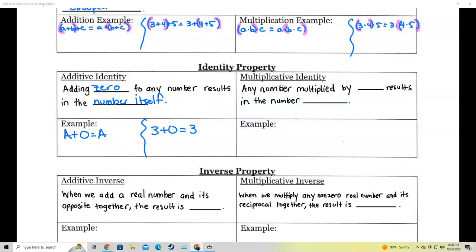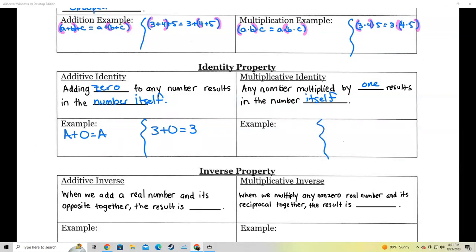Okay. Same concept on the right-hand side as far as multiplicative identity. I want to take a number and multiply. So like, let's say I take 7. I want to multiply it by a number so that it keeps its identity. It still stays a 7. Well, for multiplication, any number multiplied by 1 results in the number itself, because when you multiply a number by 1, it stays the same.